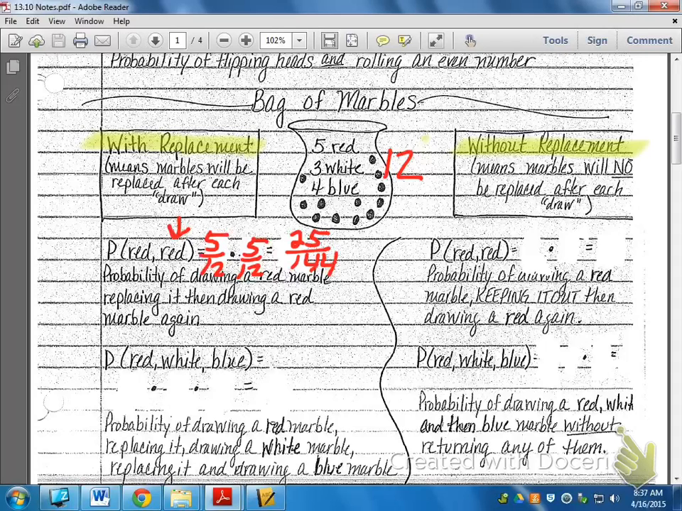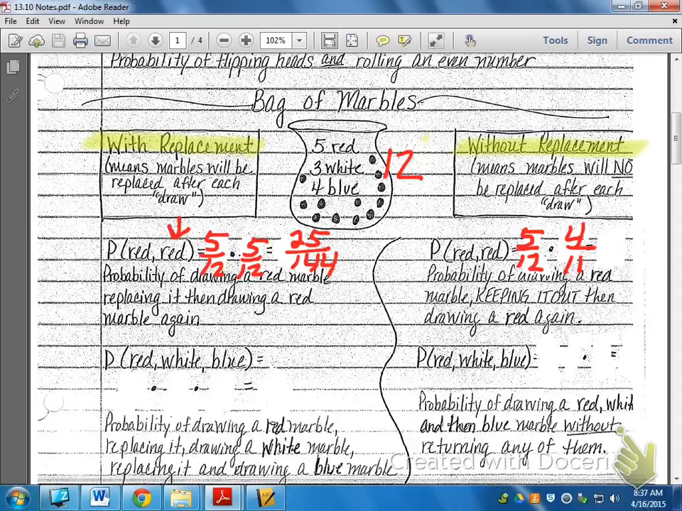Let's do the same probability without replacement. So the probability of drawing a red the very first time, when all the marbles are back in the bag, is still going to be 5 over 12. But we're going to say that first red marble we pulled out is out of there. How many red are in the bag now for the second draw? 4.